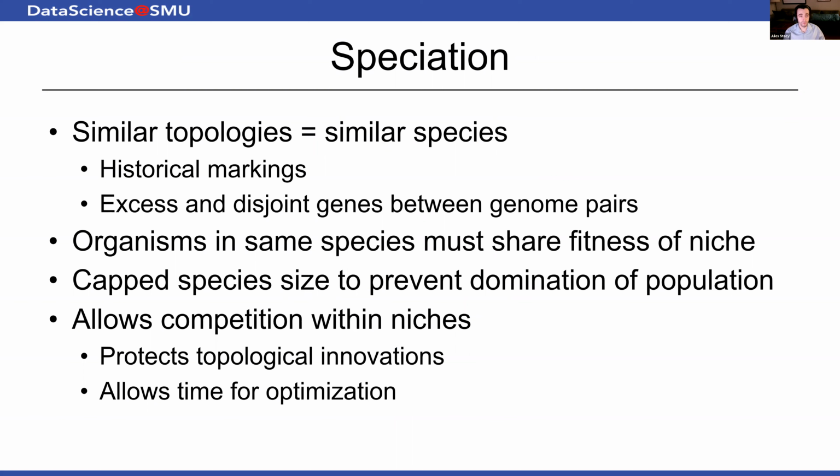Finally, the NEAT method goes further by allowing for speciation of networks. It pairs similar topologies into similar species using historical markings, as well as the excess and disjoint genes that were passed from parent to offspring. Each species has a niche at which it is most fit, and organisms in a given species must all share this niche. The size of each species is capped, which prevents overrepresentation in the total population of organisms. This allows competition within niches while protecting topological innovations by allowing time for each species to optimize before being judged for optimization.